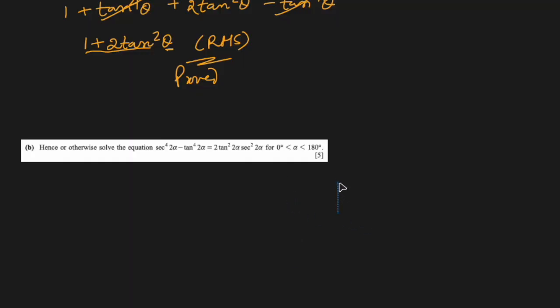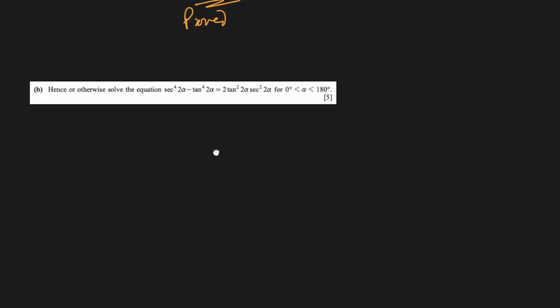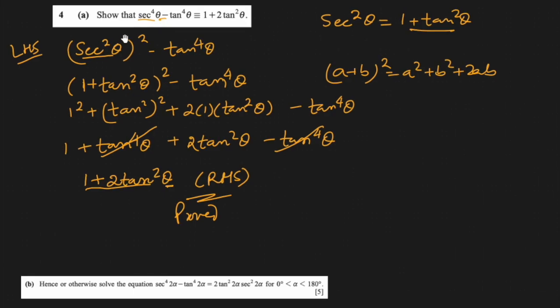Hence or otherwise solve the equation secant to the power 4 of 2 alpha, minus tan to the power 4 of 2 alpha. Look, this theta is replaced by 2 alpha, this theta is also replaced by 2 alpha. That means what we got here, we can substitute it here. 1 plus 2 tan squared 2 alpha can be written in place of the left hand side. So that's what I'm going to do now.